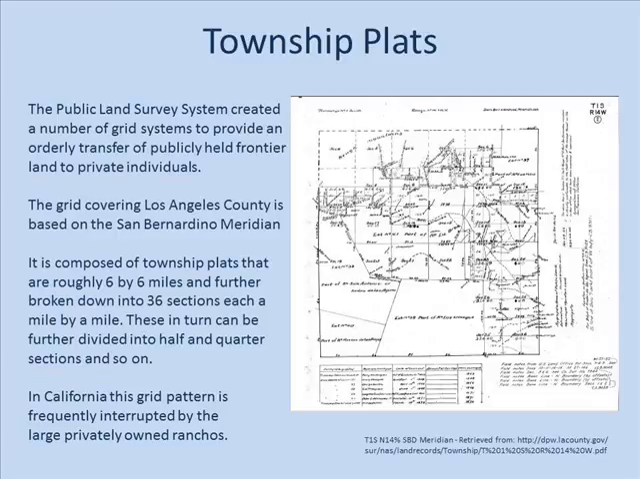Township plats are a result of the public land survey system, which created a number of grid systems to provide an orderly transfer of publicly held frontier land to private individuals. The grid covering Los Angeles County is based on the San Bernardino Meridian. It is composed of township plats that are roughly 6 by 6 miles and further broken down into 36 sections, each a mile by a mile. These in turn can be further divided into half and quarter sections, and so on.